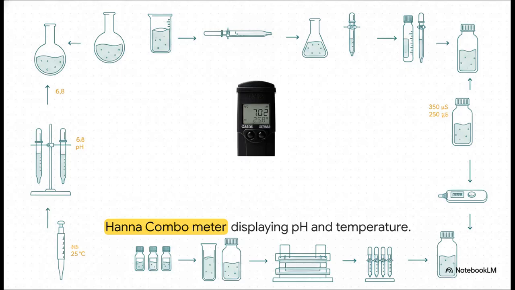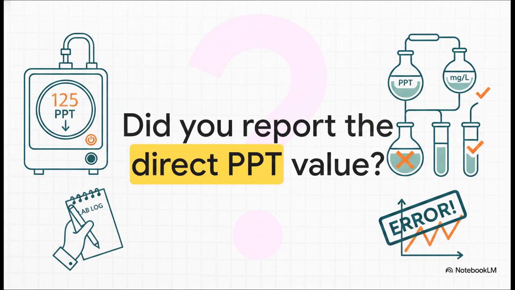To get these foundational readings, you're going to use the portable HANNA Combo Meter. It's a fantastic piece of hardware. You'll just carefully toggle between the measurement parameters to get exactly the readings you need. But here is a massive common lab error we see all the time. Did you report the direct PPT value straight from the meter? If you're writing down a PPT reading exactly as it pops up on that screen without converting it, you are instantly invalidating your entire log.